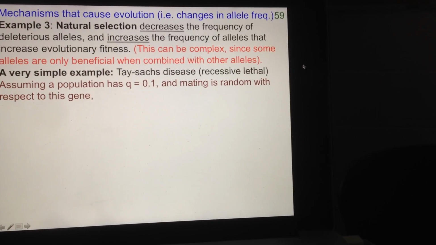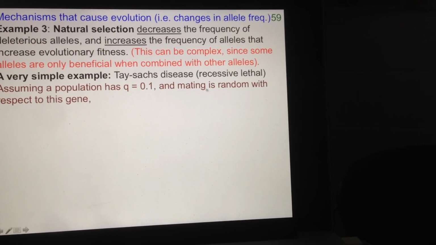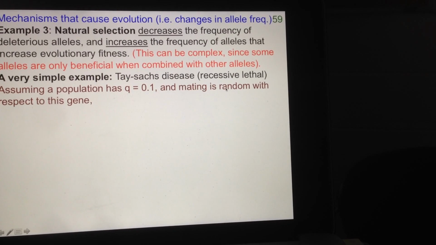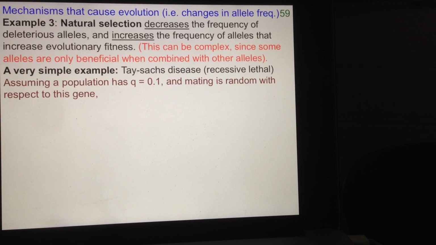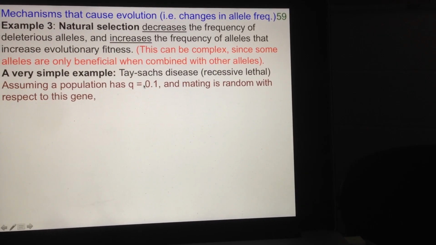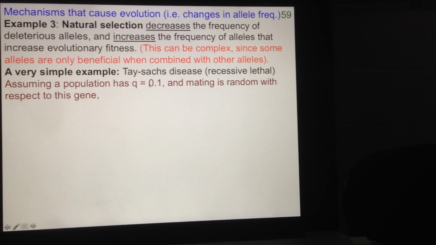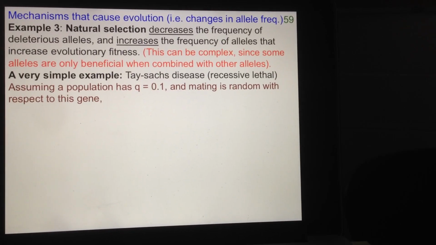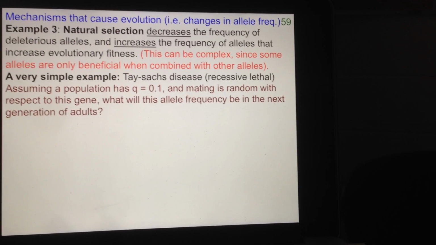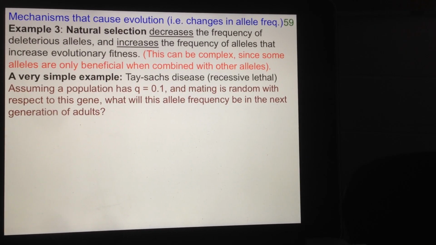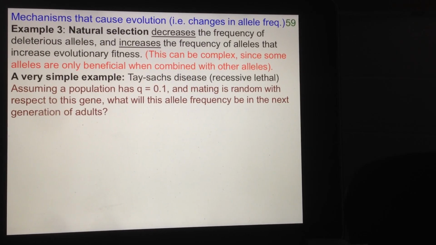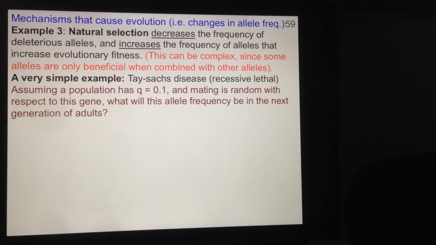When I say that mating is random, you can treat the genotypic frequencies you calculate like Hardy-Weinberg. Even though it's not in Hardy-Weinberg equilibrium, as long as mating is random, you can use q squared to find the frequency of homozygous recessive and so forth. So mating is random with respect to this gene. What is the allele frequency in the next generation of adults? What is q in the next generation?